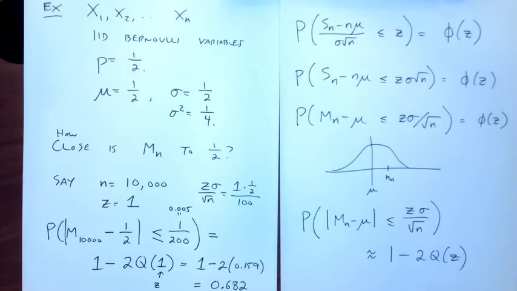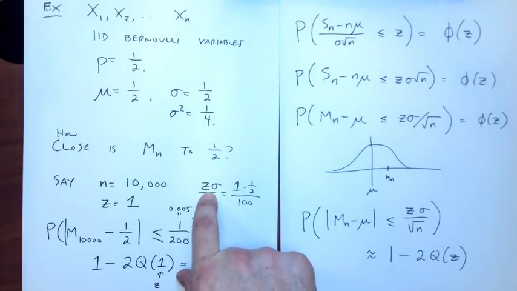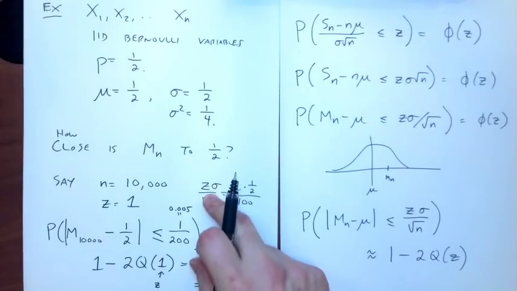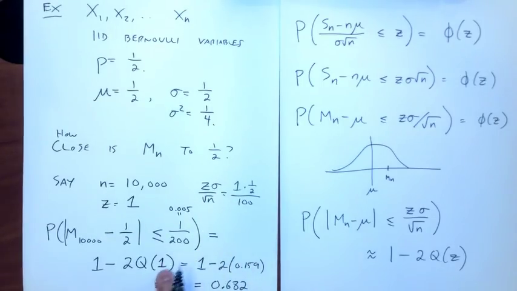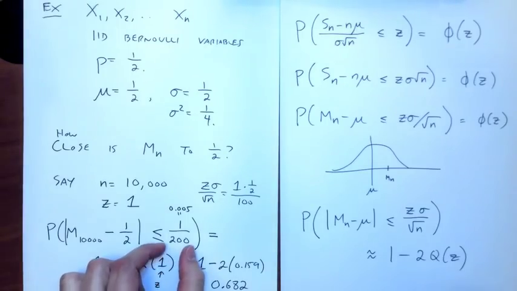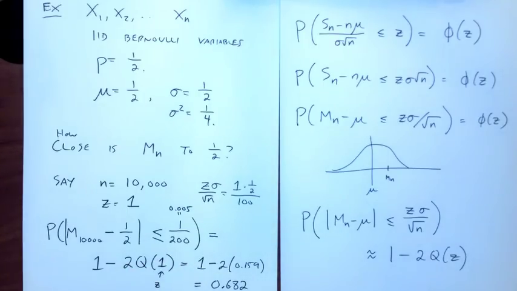Now, if I were to make this z bigger, so if I were to say z equals 3, for example, then this number here, Q of 3, would get a lot smaller, and I'd be a lot more certain of being within that range of the mean, right? That would mean that I would be closer to 1/2, which means that I'd have a higher likelihood of that happening, right?